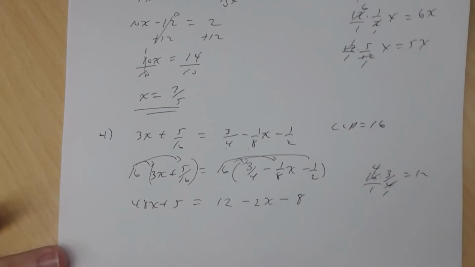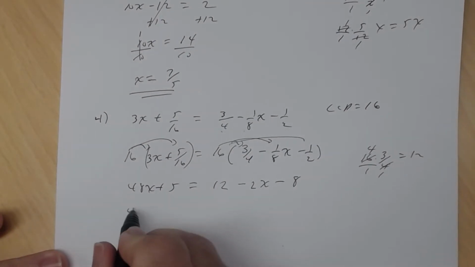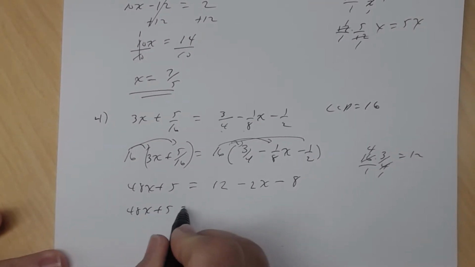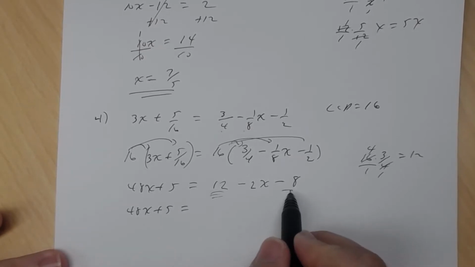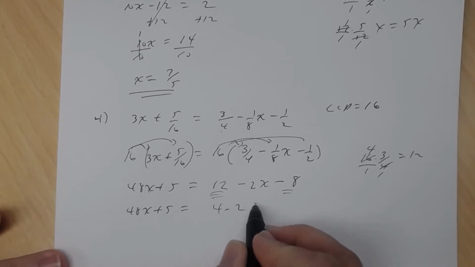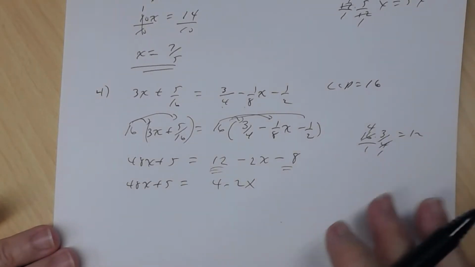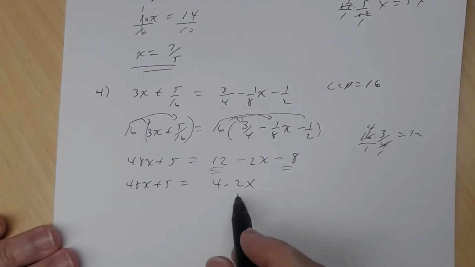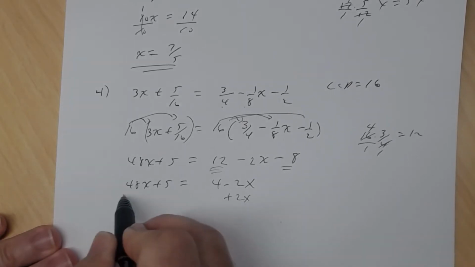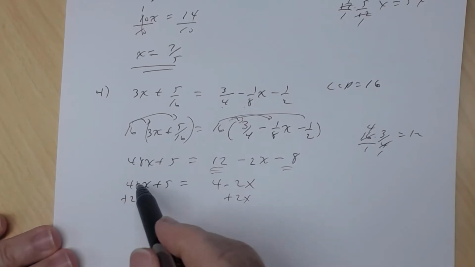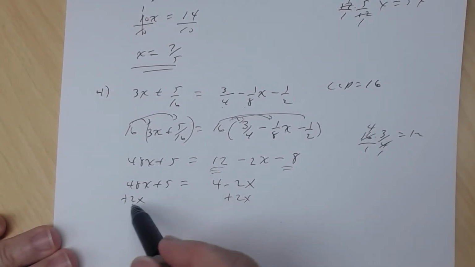Now the next thing you want to do is combine like terms. I get 48x plus 5 equal, now this is 12, I can combine the constants. 12 minus 8 is 4, so I get 4 minus 2x. Now again, I have variables on both sides, constant to the other, so I'm going to bring the variables to the left. So I'm going to add 2x to both sides, and then combine like terms, so I use the addition property of equality.